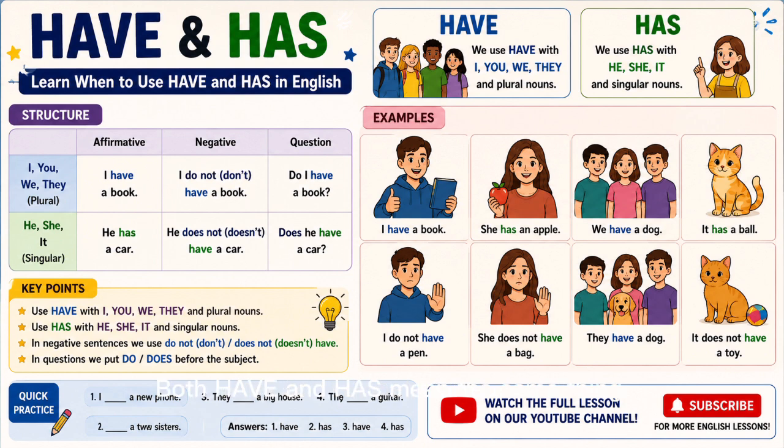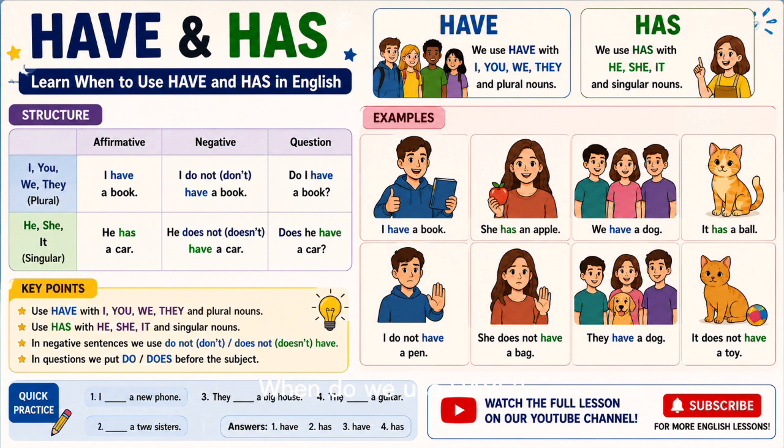Both have and has mean the same thing. They mean to own, to possess, or to have something. For example, I have a book. This means the book belongs to me. She has a cat. This means the cat belongs to her. The meaning is the same. The only difference is who we are talking about.